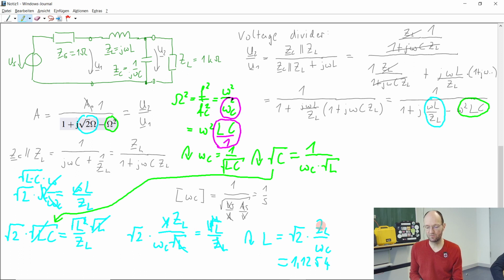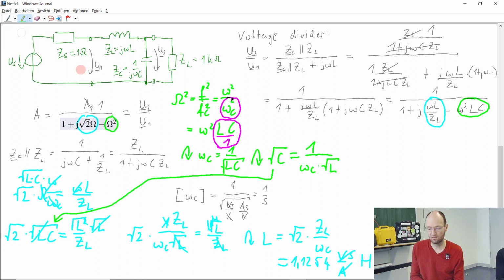And the unit, if we check the unit of ZL is ohm, and ohm is volt divided by ampere. And the unit of the angular corner frequency is 1 over second. So we get some second here. So we get volt seconds divided by ampere. And this nicely makes sense because this is the same as Henry. Okay, so we can then take this L and insert it here and calculate the C.